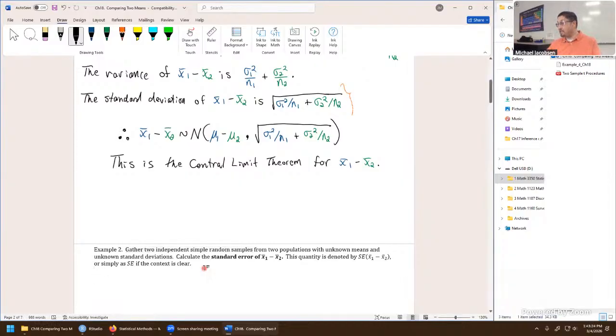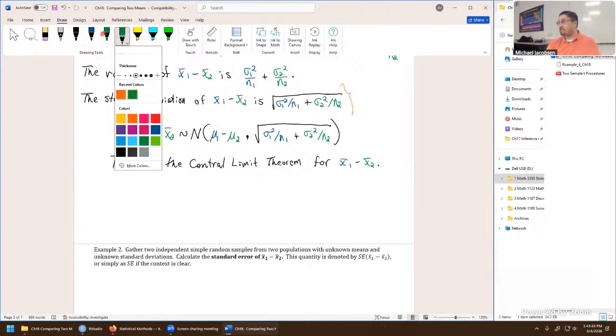Once we have those two independent simple random samples with unknown means, unknown standard deviations, we can compute the standard error of the difference of means. It's denoted by SE, just like before, of x bar 1 minus x bar 2 by writing out this.